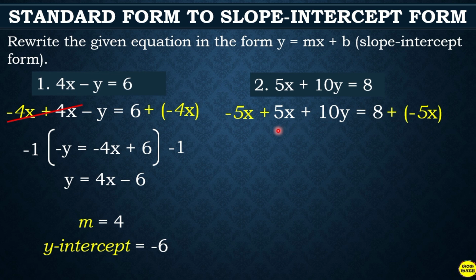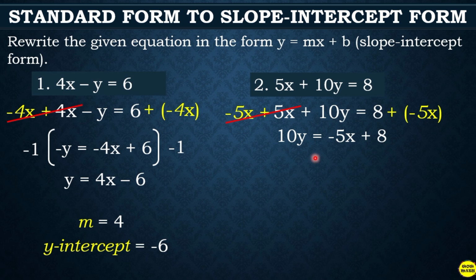So, makakancel na natin ito. We will now have 10y equals negative 5x plus 8. So, we are rewriting this now in the form of y equals mx plus b. So, ayan na, y equals mx plus b na siya.